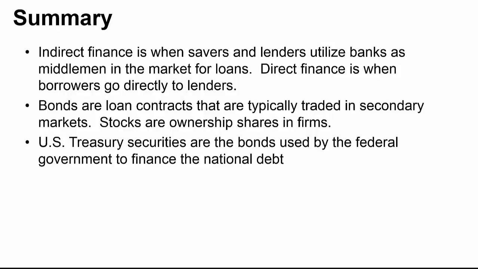So in summary, indirect finance is when savers and lenders utilize banks as middlemen for their loans. Bonds are debt, and then stocks are ownership. That's important. And then you need to make sure you're aware of U.S. Treasury securities. These are bonds that the government issues. So when the government spends more money than it takes in taxes, they sell bonds in order to raise the difference, okay? And they always add to the national debt.